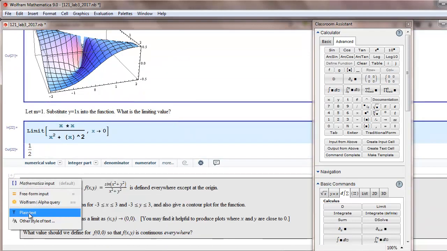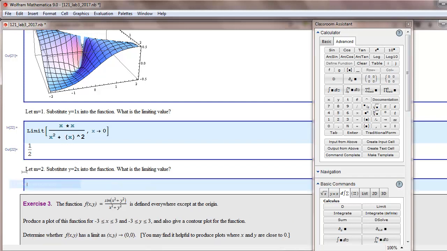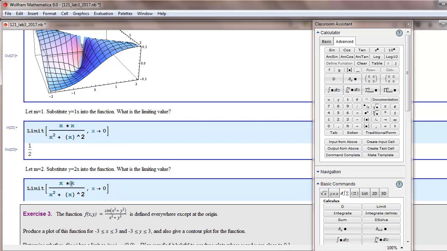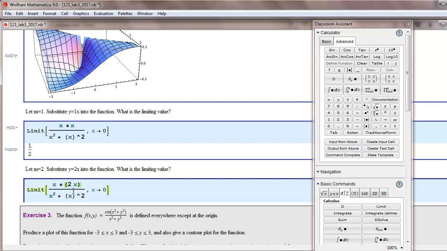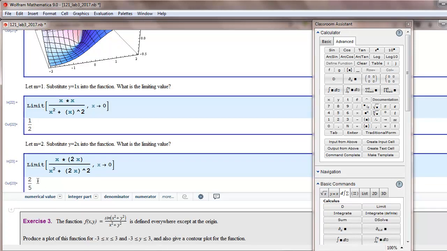Okay, let's do this again. So let's create a text, and now I want to let m equal 2. So I'm going to substitute y equals 2x into the function. What's the limiting value? Okay, so instead of y times x, this is going to be y times 2x. Instead of y squared, it's going to be 2x all squared. And that's 2/5.